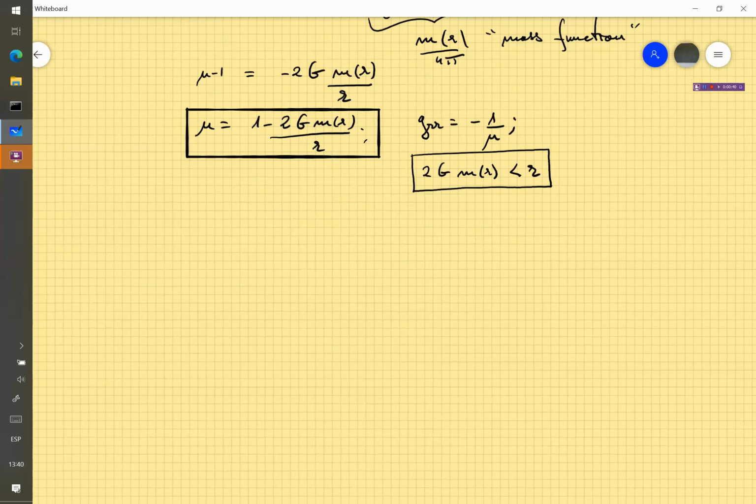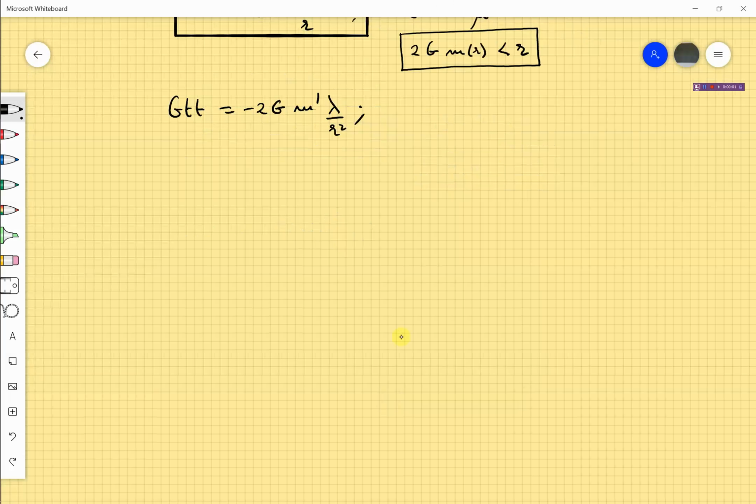Now that we have defined this mass function, we can replace everywhere rho by m or derivatives of m. In particular, gtt is given by minus 2gm prime lambda, divided by r squared. For the r, we have minus the derivative of log lambda divided by r squared plus 2gm divided by r squared (r minus 2gm).